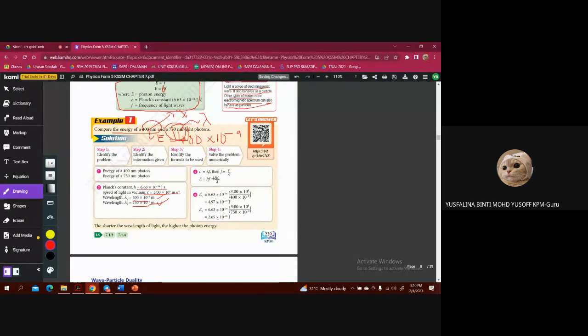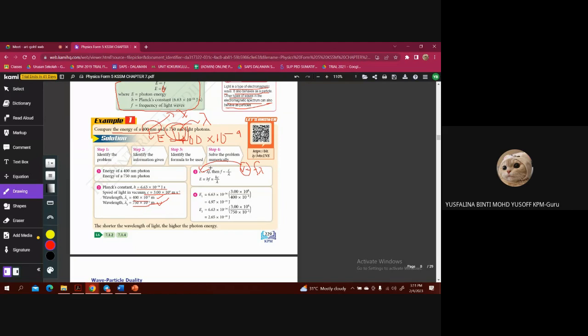So the first one, c equals lambda f. Then f equals c over lambda. It actually comes from here: v equals f lambda. V is actually a speed, right? And also you know light is an electromagnetic wave. So the speed of the electromagnetic wave is the same as the speed of light. So your c is actually equal to v.